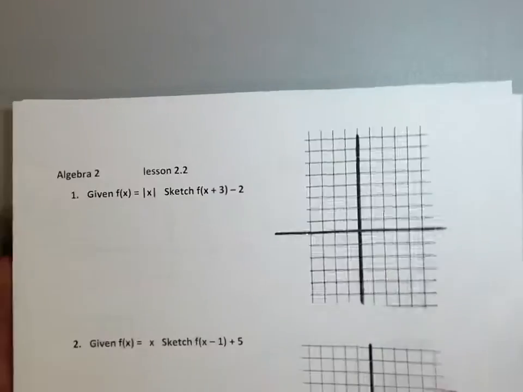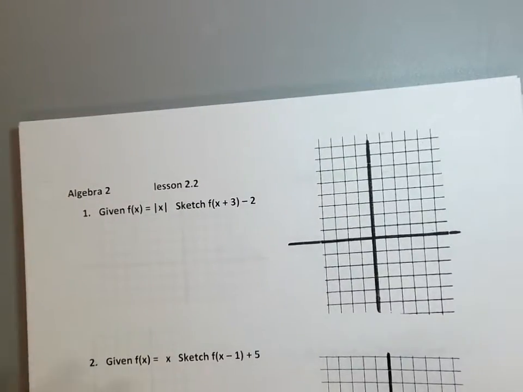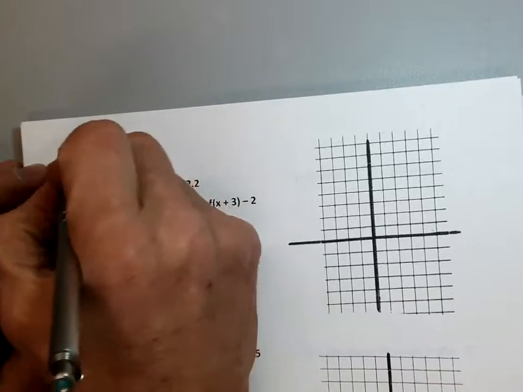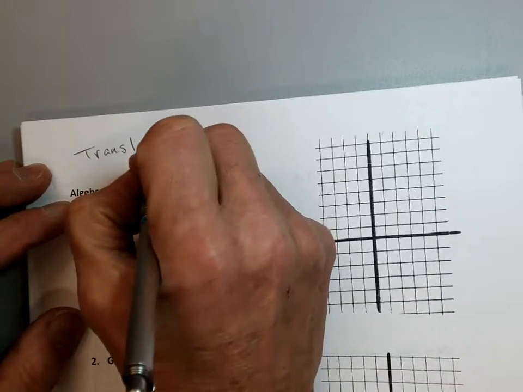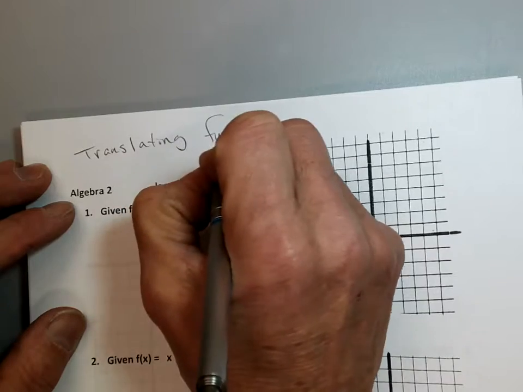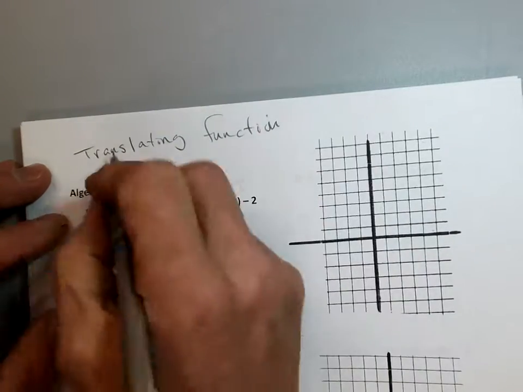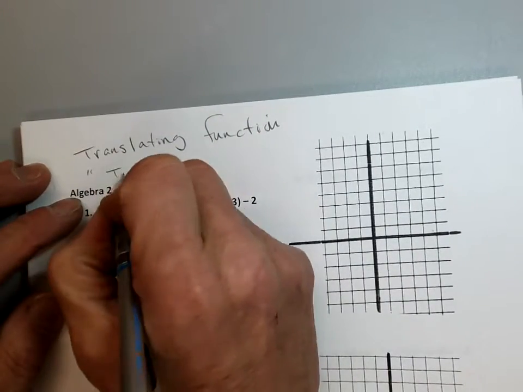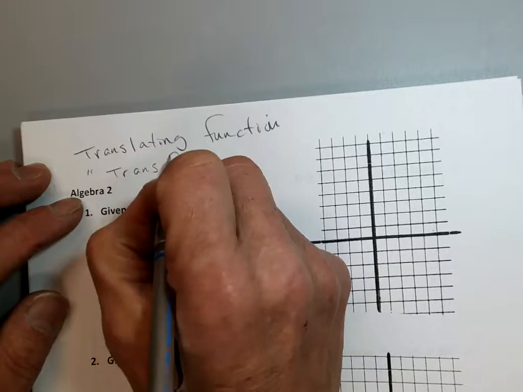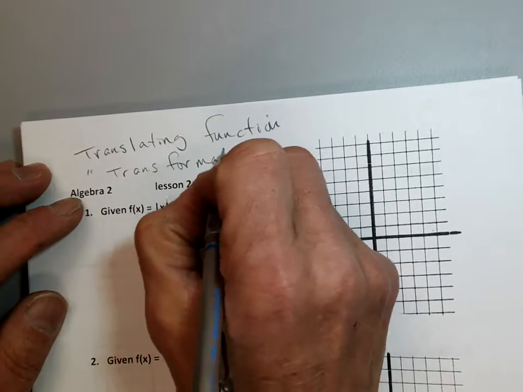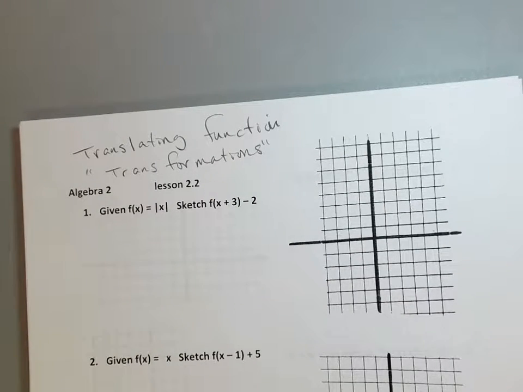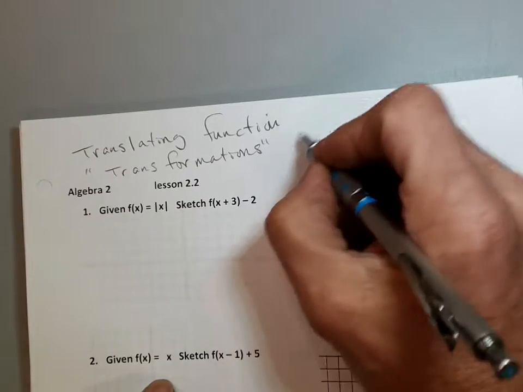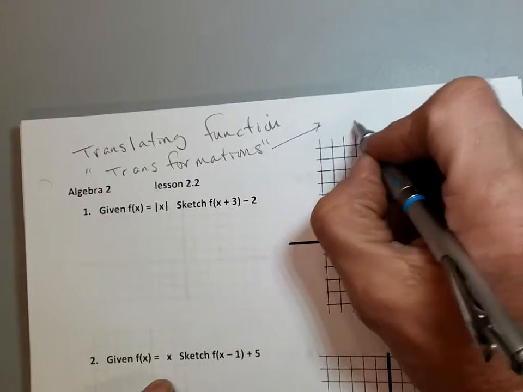Okay guys, so today what we're going to do is talk about functions. We're going to be translating functions, okay? But we're going to do more transformations. So when you do a transformation, you're really going to change the shape of it, okay? So transformation is to change the shape, okay?